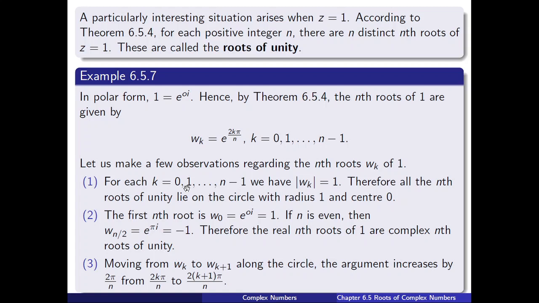Now let us make a few observations regarding the nth roots w_k of 1. For each k between 0 and n minus 1, the modulus of w_k is equal to 1. Therefore, all the nth roots of unity lie on the circle with radius 1 and center 0. Because their modulus is 1, we'll see with a diagram of the Argand plane that all the roots of unity lie on that circle. Now the first nth root, w_0, is equal to 1.